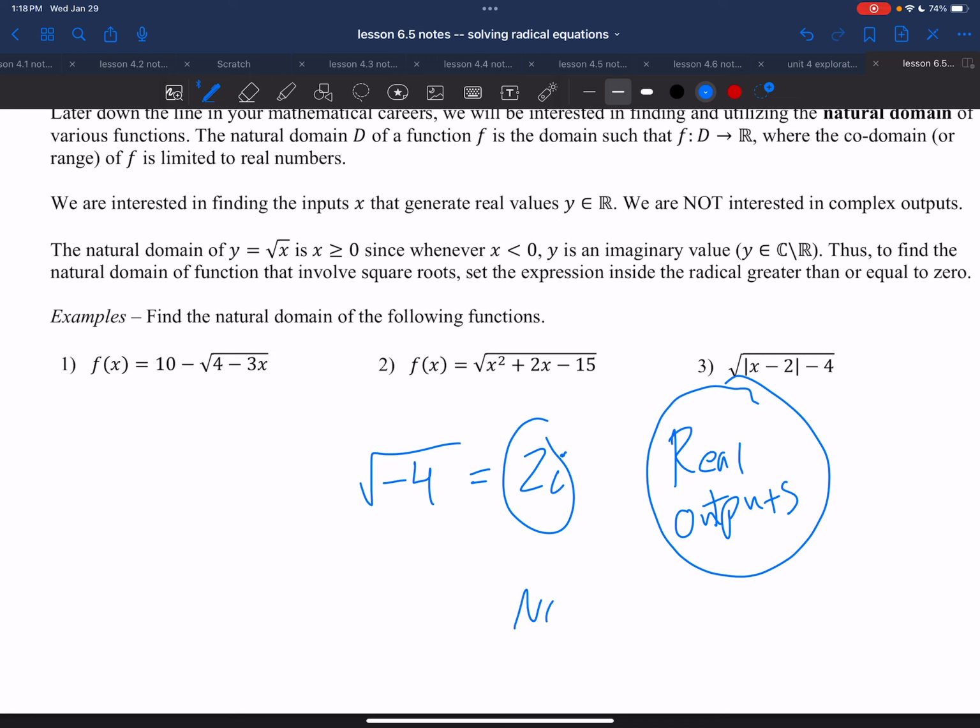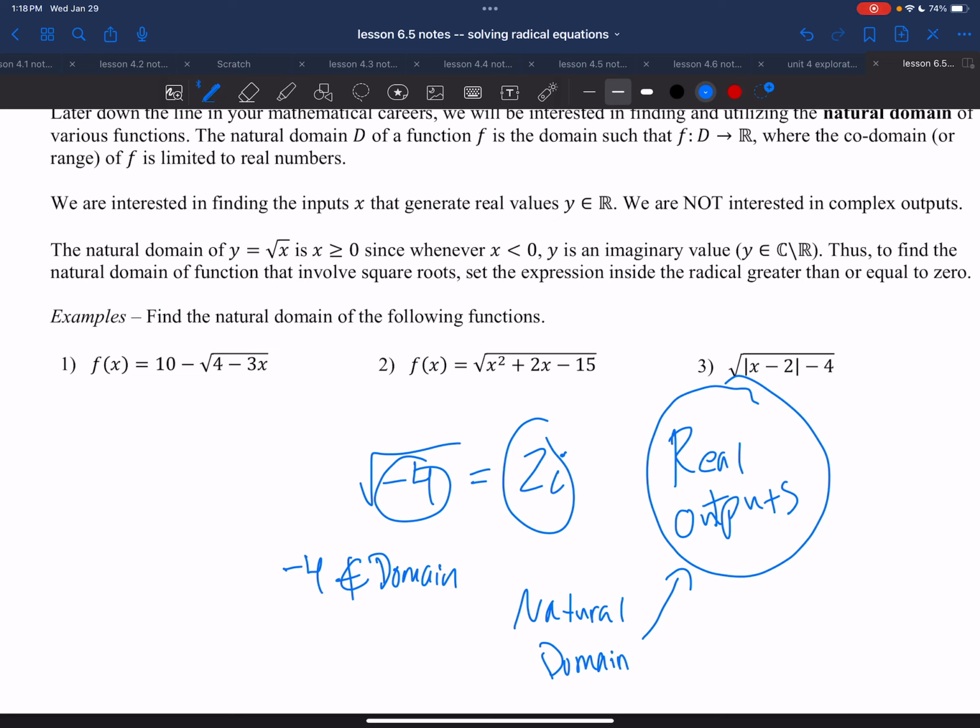When I say natural domain, I'm talking about the numbers that a function naturally takes on such that when you put it in, you get a real output. Yeah? What that means is the square root of -4 exists. The output exists. It's 2i, but it's not real, right? It's imaginary. And so what I would say is that -4 is not in the domain of the square root function, right?